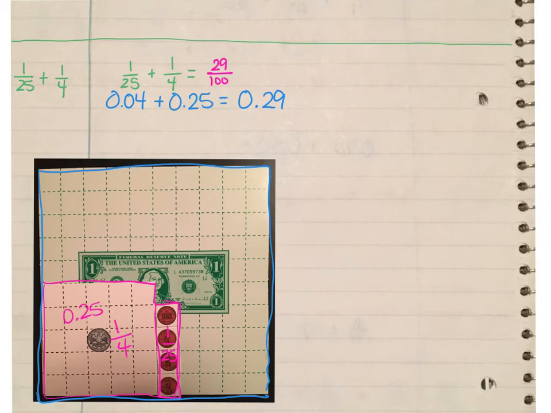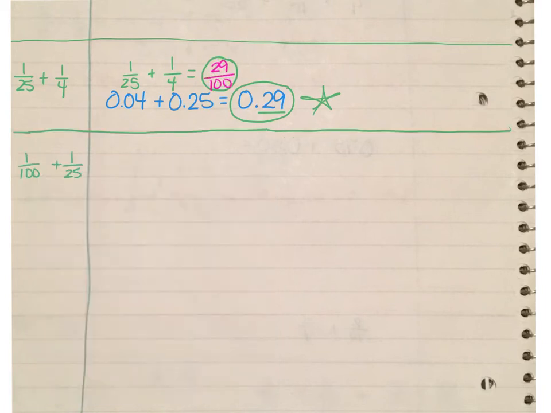Now, I can check my answer. Because this says 29 hundredths, our decimal, when we read it, also says 0 and 29 hundredths. They're the same, so we know that is correct. Make sure you have that all written down, and then draw a line so we can do our last problem. Our final problem for this problem set is 1/100th plus 1/25. Make sure you write that down.